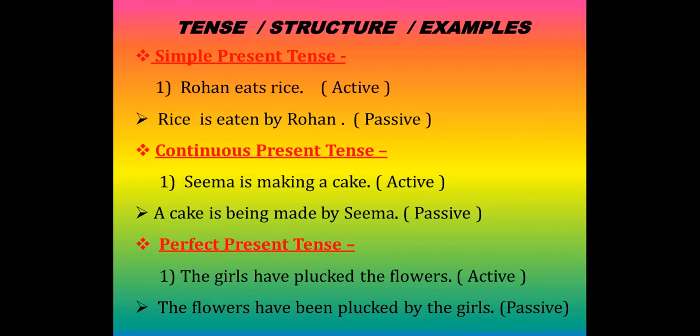Then in present perfect tense: the girls have plucked the flowers. So the girls is subject, have plucked is verb, and the flowers is object. So how will the sentence be? The flowers have been plucked by the girls. So object plus V3 plus by plus S. The flowers have been plucked by the girls.